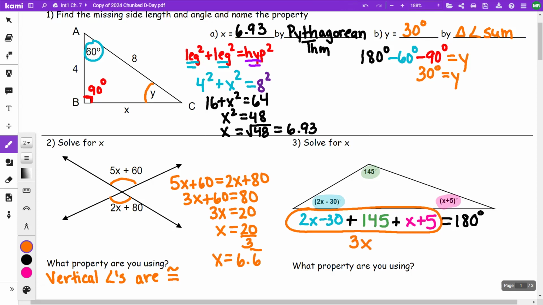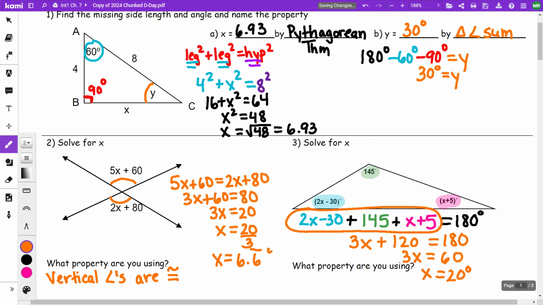I have a 145 and a 5, which is a 150. And I have a minus 30, so that is going to be 120. Now I'm going to solve this. I'm going to subtract 120 from both sides, and I'm going to get 60. I'm going to divide both sides by 3, and I'm going to get 20 degrees.